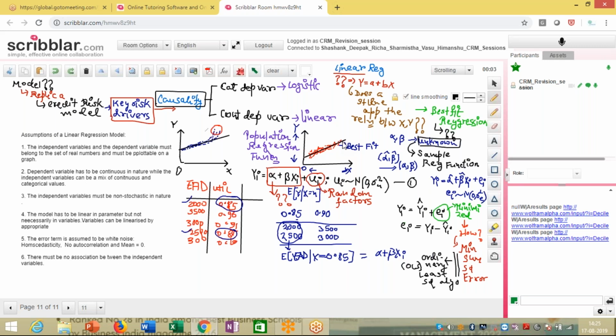Now, the question that comes out to us over here is how do we start the assessment of this? Our basic objective is to start with an understanding of the linear regression model, right? When I talk about the linear regression model, what I'm talking about is a continuous dependent variable and an independent variable which can be continuous or categorical as well.